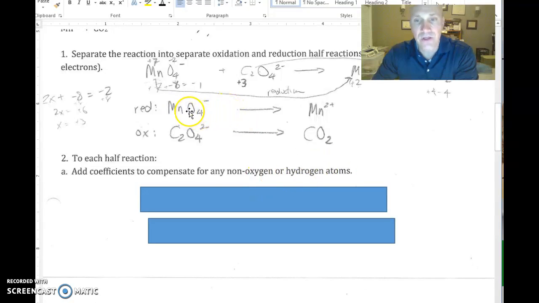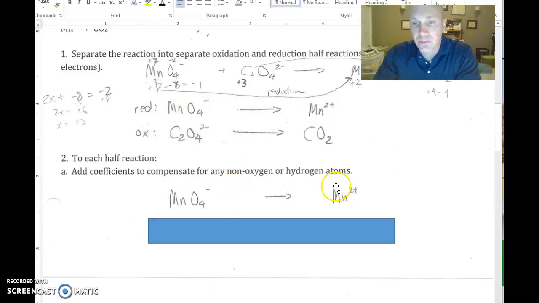All right. So if we take a look at these reactions here, let's take a look at anything that's not an oxygen or a hydrogen. So we've got manganese here, and we've got manganese here. So there's one manganese here, one manganese here. So that part right there is fine. In the reduction half reaction, we don't need to add any coefficients to that.